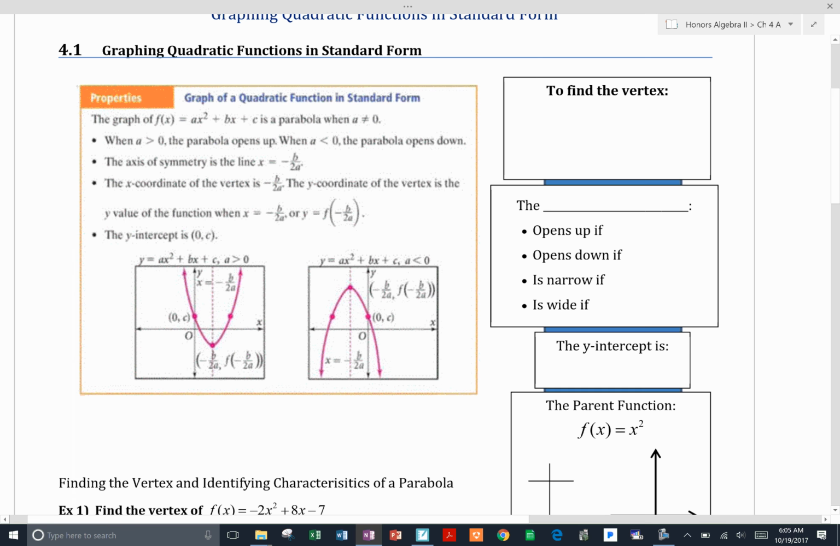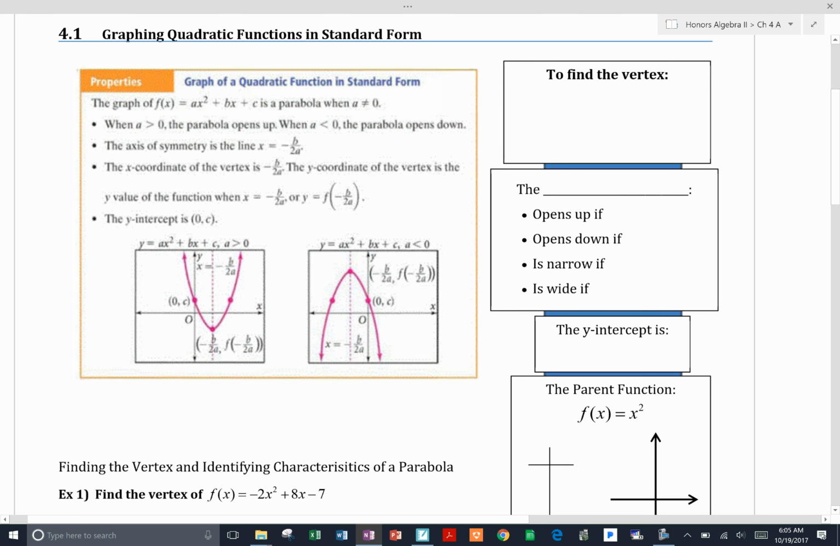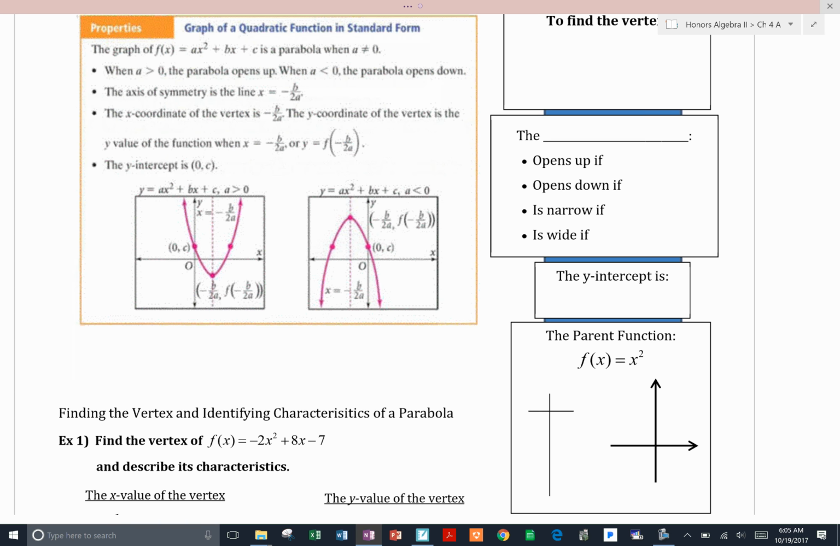The first thing I want you to notice is this big box on your notes. Don't get overwhelmed by this. This has got everything that we're going to be dealing with quadratics. So it's something that you can revert back to after we go through all these things individually. I'm going to have you write this down here.